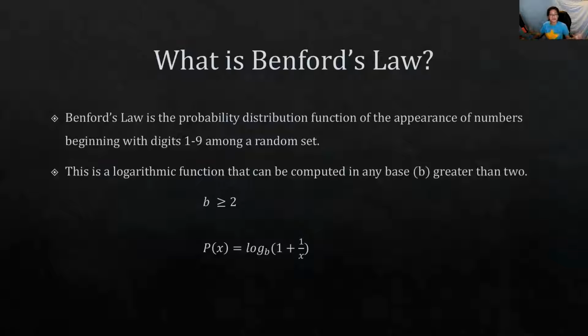So, what is Benford's Law? Benford's Law is the probability distribution function of the appearance of numbers beginning with digits 1 through 9 among a random set. Pretty much this means if we have any set of given numbers that haven't been manipulated in any sort of way, we should see a general figure or curve that can be defined by this function. And this function can actually be computed in any base as long as the base is greater than or equal to 2.